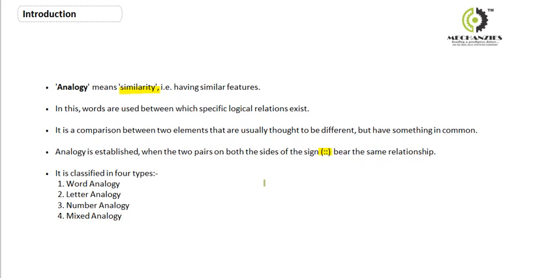The analogy is basically classified into four categories. Firstly, word analogy; second, letter analogy; third, number analogy; and fourth, mixed analogy. So we will start with our first topic, word analogy.